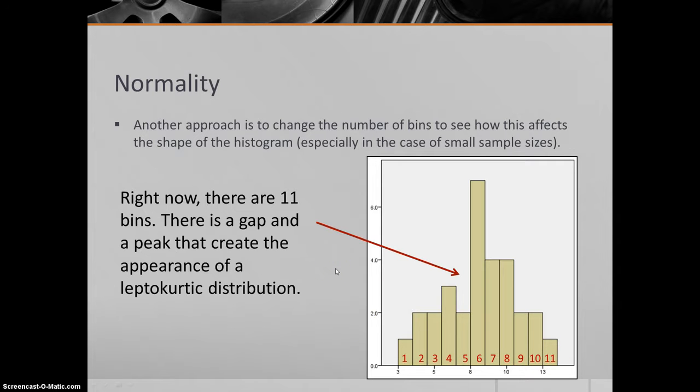SPSS has a default, but you can go in there and change it manually so that it'll give you a different number of bins, and that can change the shape. Sometimes that can be insightful. In this case, we see there's a gap right here and then a peak, which makes it look a little bit leptokurtic. Okay? So kurtosis has to do with the up and downness. Is it tall and skinny, or is it low and flat? Whereas skew has to do with to the left or to the right. So this looks kind of tall and skinny because we have this gap here and then this taller column here.